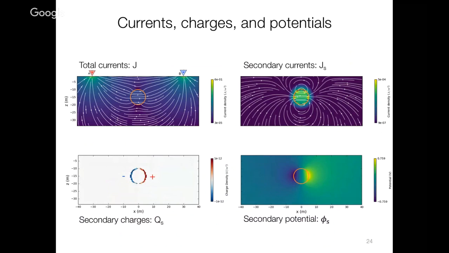If we wanted to look a little bit more at the currents, what's the total current? We could subtract from that what we call the primary currents, when there was no body in here. We subtract that, and then we get the secondary currents that look like this. Now, it kind of looks like a little electric dipole. Right?